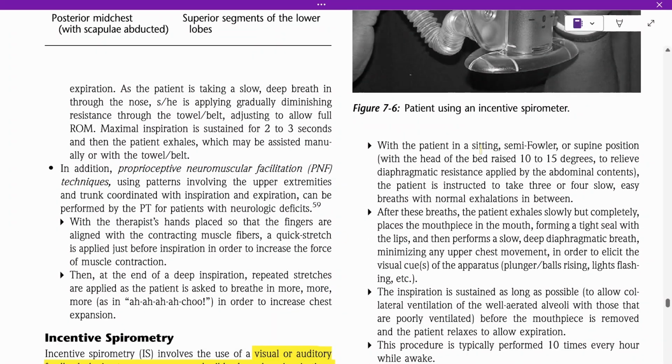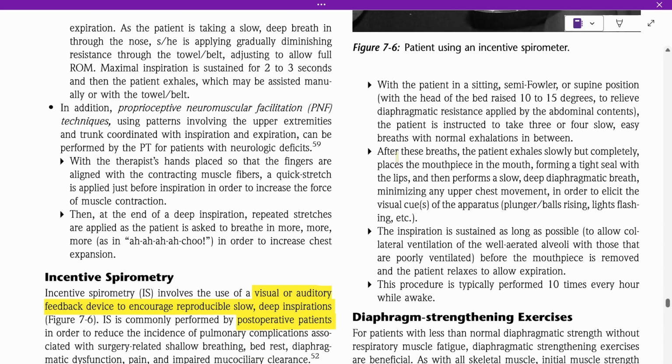With the patient in a sitting, semi-Fowler's or supine position with the head of the bed raised 10 to 15 degrees to relieve diaphragmatic resistance applied by the abdominal contents, the patient is instructed to take 3 or 4 slow easy breaths with normal exhalations in between. After these breaths, the patient exhales slowly but completely, places the mouthpiece in the mouth, forming a tight seal with the lips, and then performs a slow deep diaphragmatic breath, minimizing any upper chest movement in order to elicit the visual cues of the apparatus: plunger, balls rising, lights flashing, etc.